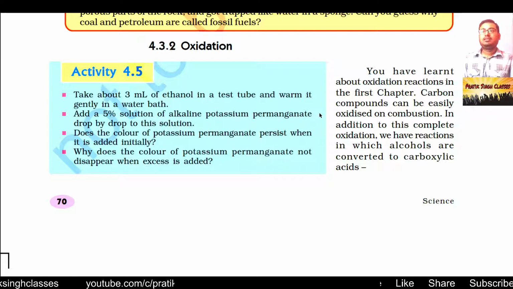Just a small hint: in an oxidation reaction, oxygen is added, or hydrogen comes out, or electrons come out. In reduction it happens vice versa: oxygen comes out, and hydrogen or electrons are added. So we will start from section 4.3.2, oxidation.